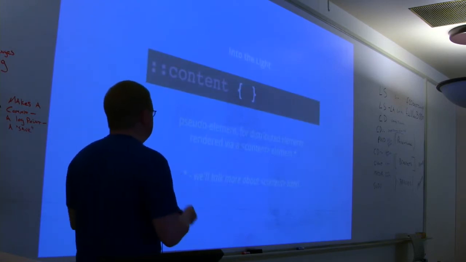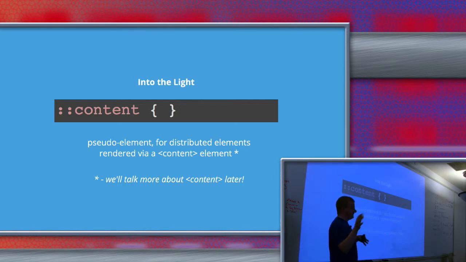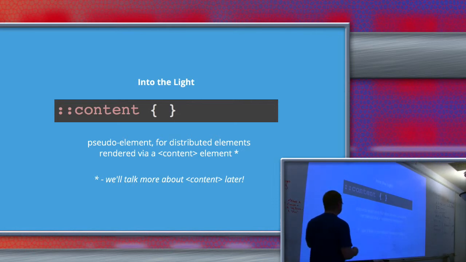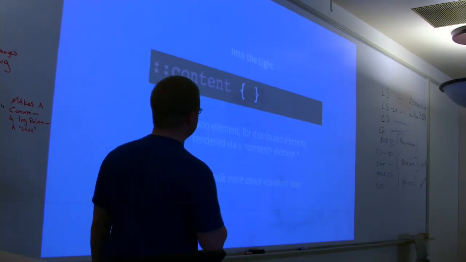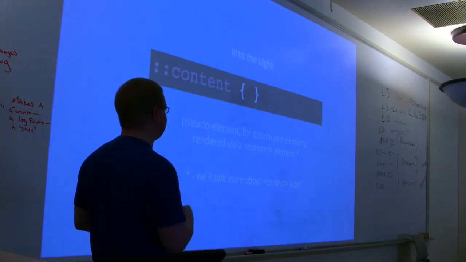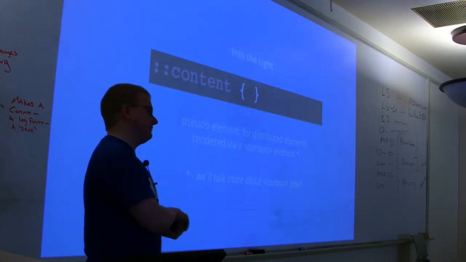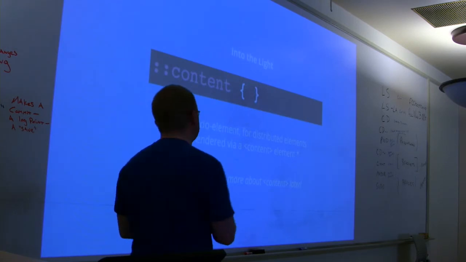All right, another one into the light. We played around a little bit with content earlier. I'm going to go more into it later. But content is in the light DOM. So these are for accessing distributed elements that are rendered via our content element. And to access these, we have a pseudo element. It's a pseudo element because of the two colons there. So we have a pseudo element for distributed elements rendered via content. And this will access those content nodes. Again, we'll talk more about content later. But content allows us to take content from the light DOM and project it into our shadow DOM.